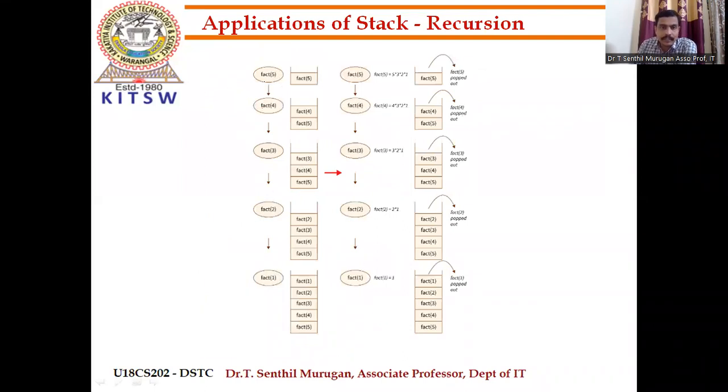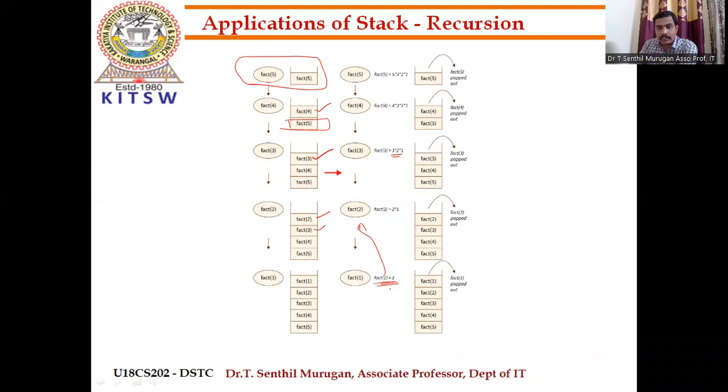Initially, you see here, first factorial 5 will be there. So factorial 5 means 5 into 4 factorial. Next, 4 factorial means 4 into 3 factorial, and 3 factorial means 3 into 2 factorial. 2 factorial means 2 into factorial 1, the base condition. So how is it working? Factorial 1 is 1, then this goes here, 1 into 2 is 2, then 2 into 3 is 3 into 2 into 1, again 4 into 3 into 2 into 1, like that it will be there.